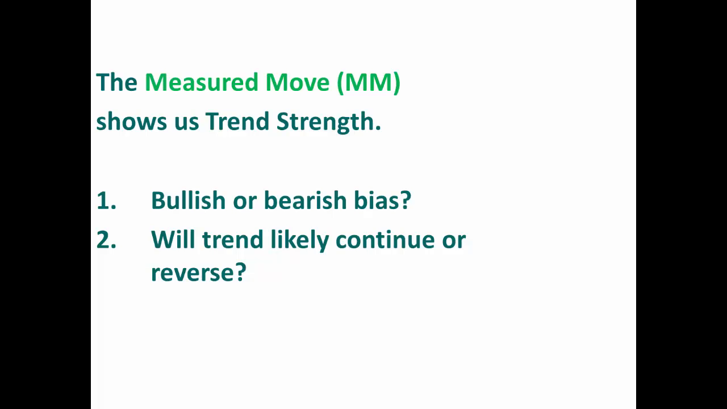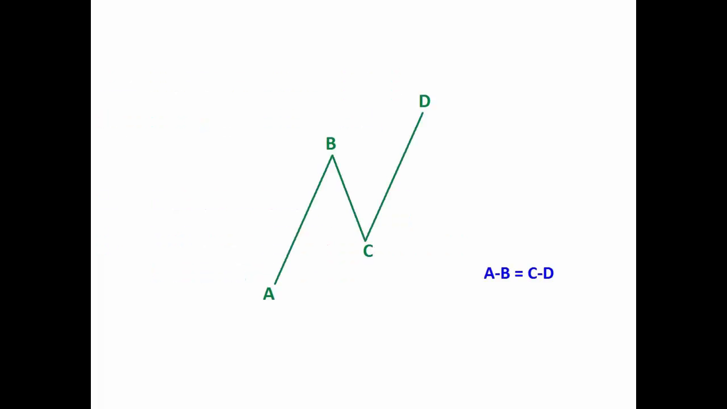The measure move is useful because it shows us trend strength. You will learn how to tell whether the market is bullish or bearish. You will also know when the trend will likely continue or reverse once you understand the measure move fully. Going back to this measure move, let's focus in on C. That's the most important part of the measure move because the BC leg is the retracement of the AB move.